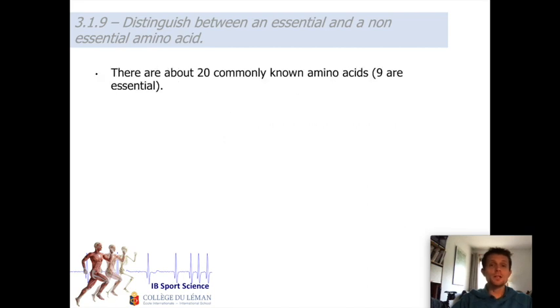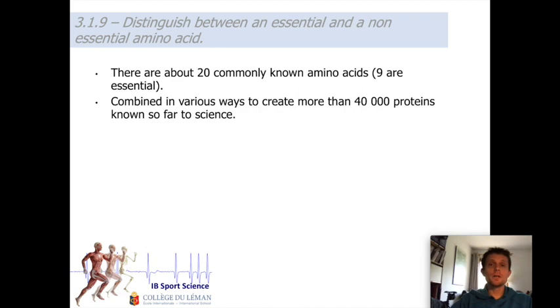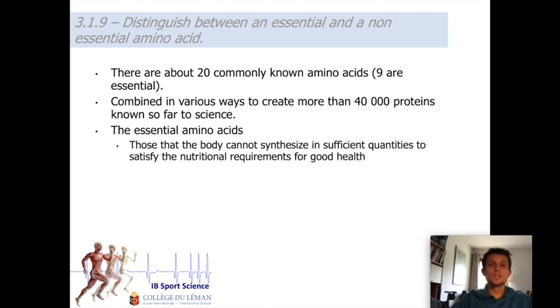As I previously mentioned, there are 20 known amino acids, 9 of which are essential. These 20 amino acids can be combined in different ways to produce more than 40,000 different proteins. 9 of the amino acids are what we call essential. This means that we have to get them from our diet. We can't make them in large enough quantities in our own body. Good sources of these amino acids are things like meat, fish, eggs and dairy products.